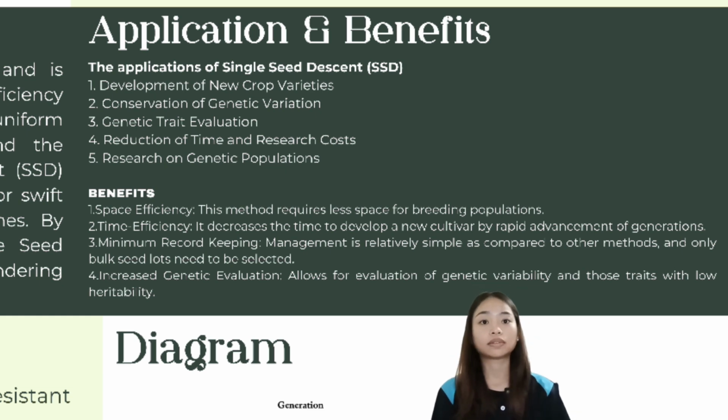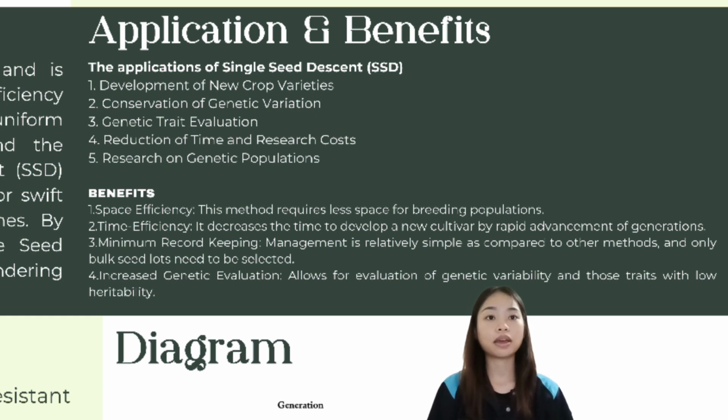Furthermore is reduction of time and research costs. This accelerates the development of crop varieties by reducing the number of generations required, with minimal space and time needs. Lastly is research of genetic populations. This assists scientists in studying genetic variation in plant populations and improves understanding of specific agronomic traits. Furthermore, I would like to talk about benefits of single seed descent.